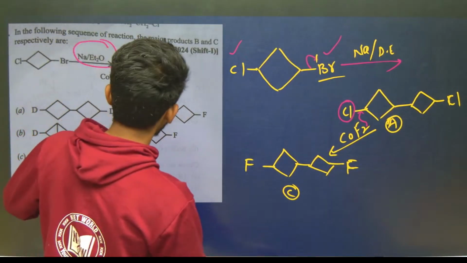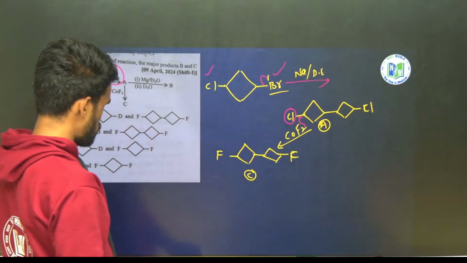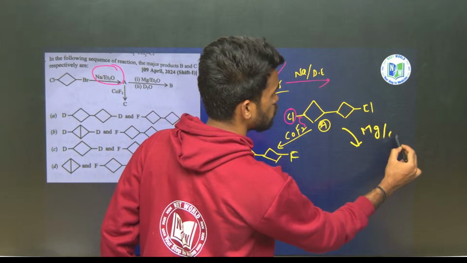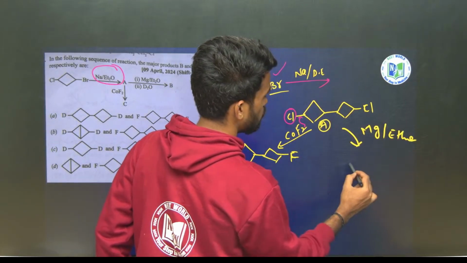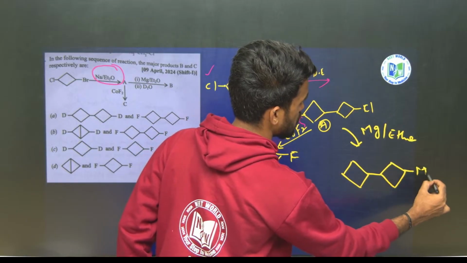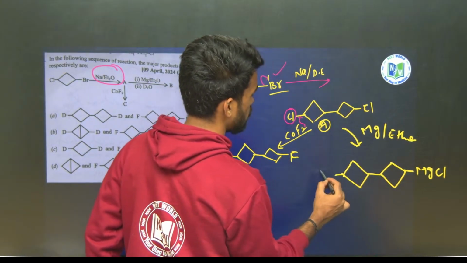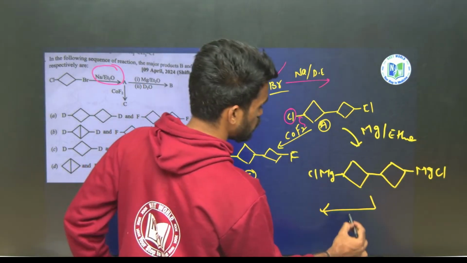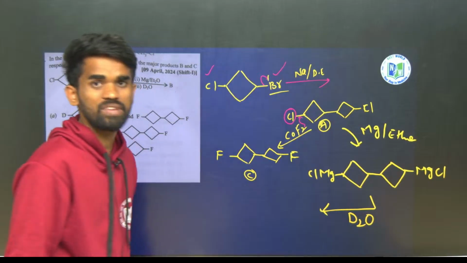See, whenever we treat this with magnesium, what happens? It will be converted into Grignard reagent right now. So Grignard reagent is formed here, both halogens are converted into MgCl, this side also MgCl, okay. So upon treating these with D2O, D2O means deuterium water, heavy water we can say.